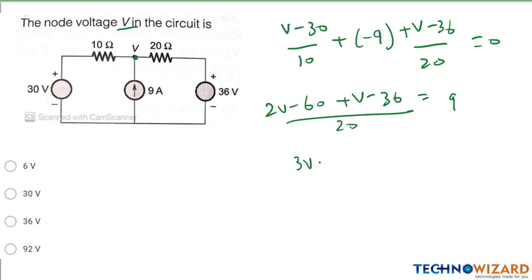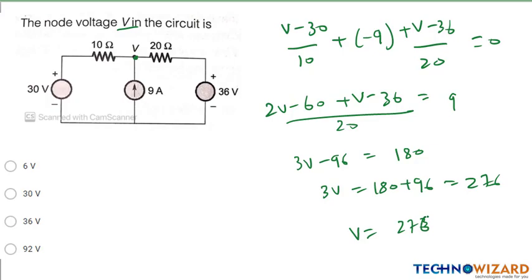This will be equal to 3V minus 96, which is equal to 180, and 3V is equal to 180 plus 96, which is equal to 276. Now V here is coming out to be 276 upon 3, which is equal to 92 volt. Therefore 92 volt, option D is the correct answer. Next question.